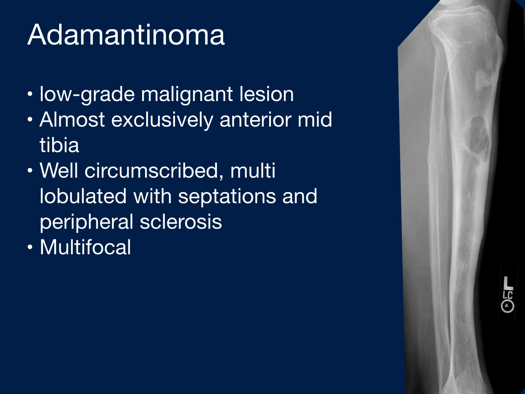The adamantinoma is a low-grade malignant lesion. It almost exclusively occurs in the anterior tibia, and it's usually well circumscribed, multilobulated, with septations and peripheral sclerosis. They're often multifocal.